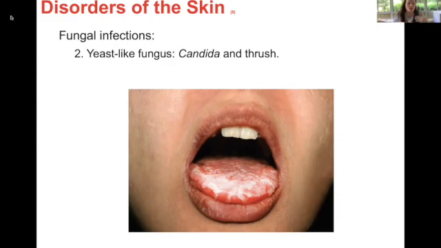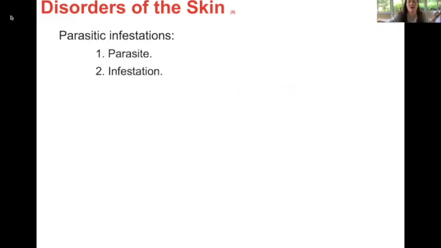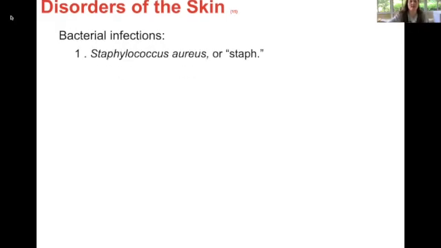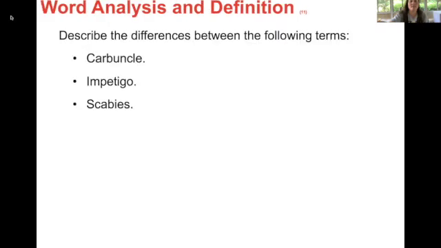We're not talking the whole dietary stuff. I can totally tell you what to do to help with this kind of thing, but this is just letting you know what the fungal infections are and how to read it. And then we have our parasitic infections. So there we go. And then bacterial infections.